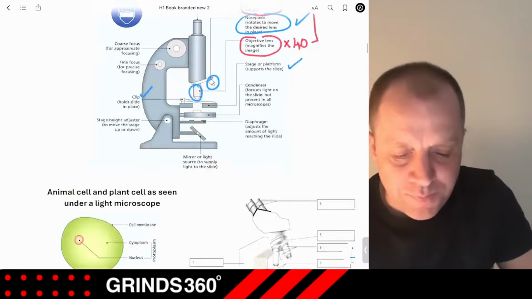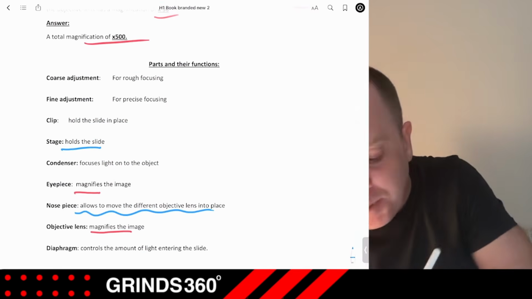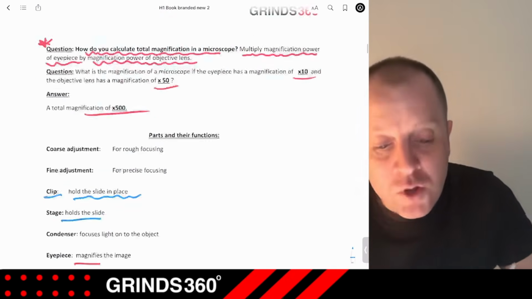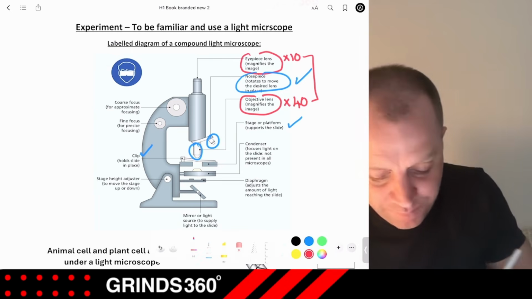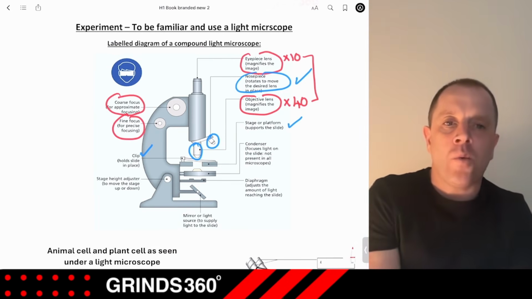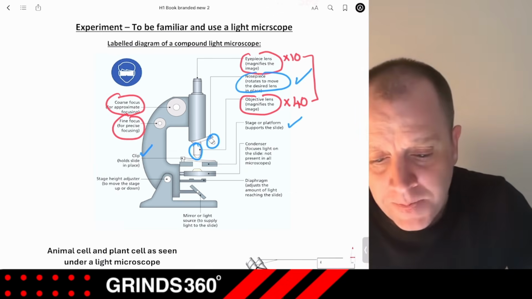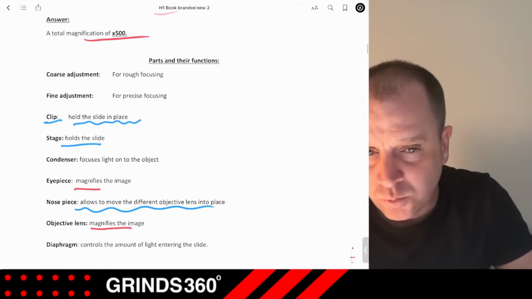Now, what then? The stage and the clip. Don't take them for granted. I know they're pretty obvious, but the stage holds the slide, but the clip holds the slide in place. Okay, brilliant. There's not much left here. What next? We're going to go then for the coarse focus and the fine focus. Now, while I give the function of each of those, which one should you generally use first? The coarse focus or the fine focus? Let's look at the function while you might tell me which one you use first.